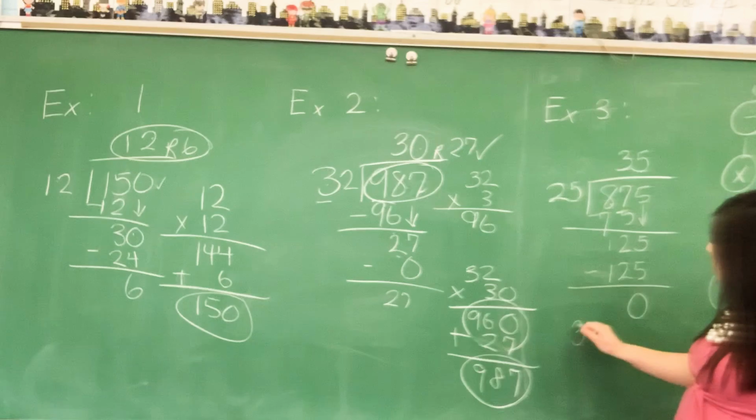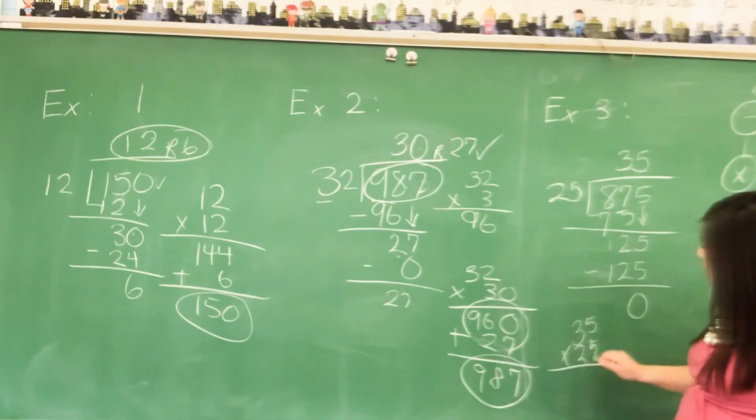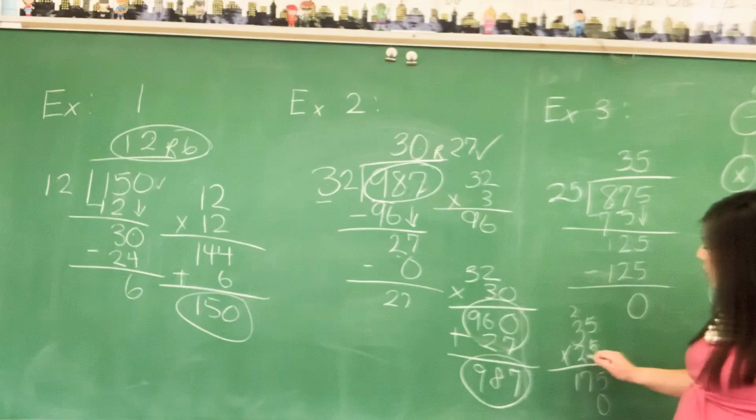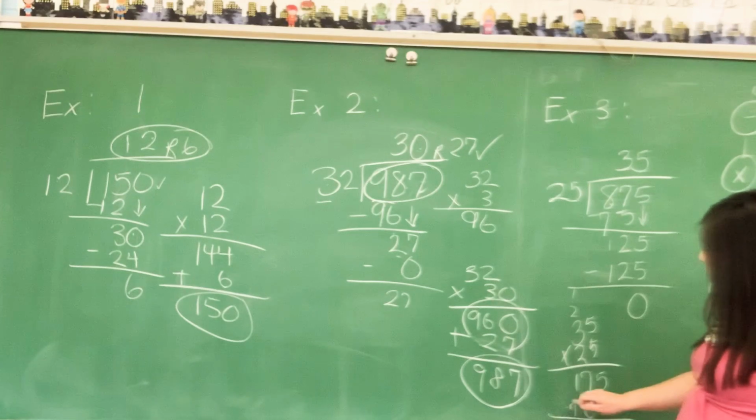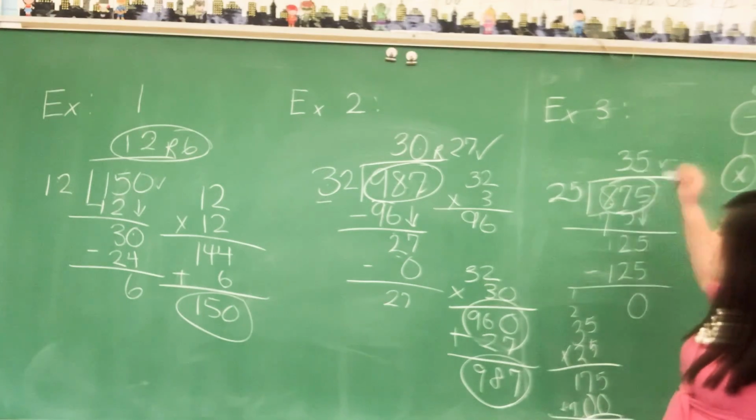You can check this by multiplying 35 times 25 if you'd like. 5 times 5 is 25. 5 times 3 is 15 plus 2. Then put a 0 here. 2 times 5 is 10. 2 times 3 plus 1 is 7. Add these up. 5, 7, and 8. 875 is your answer. So 35 is correct.